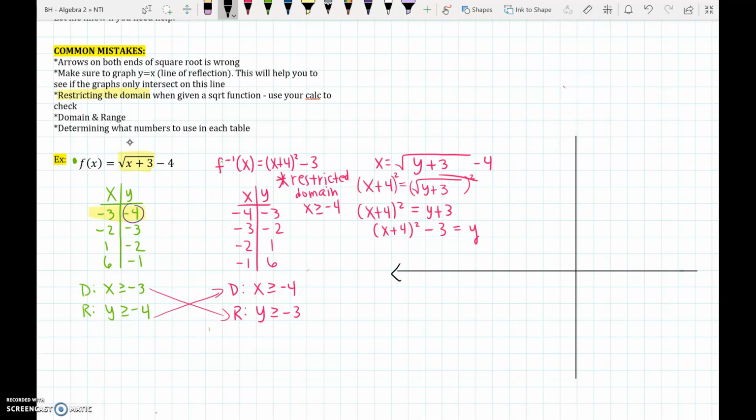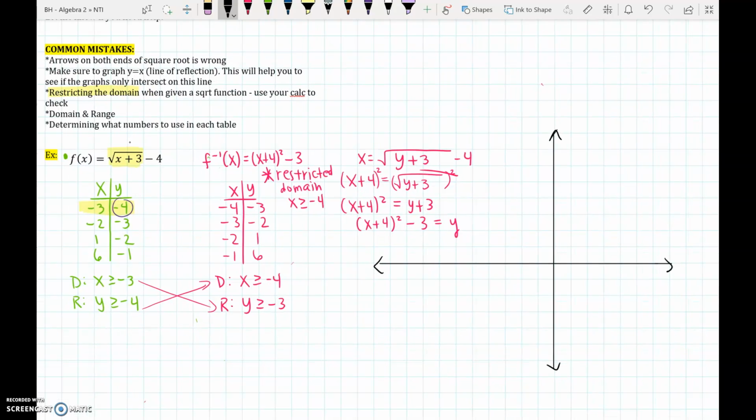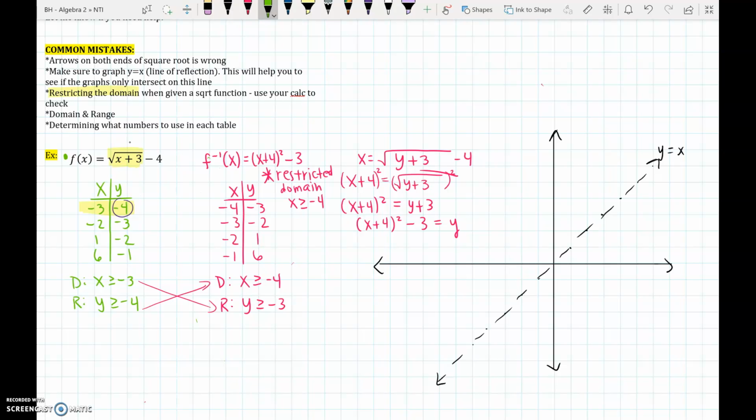And now we have our XY plane. You need to first start with graphing that y equals x line of reflection. I did have a couple questions about y equals x. Remember, that is a line that goes through the origin. And now we can graph our inverses by plotting those points.